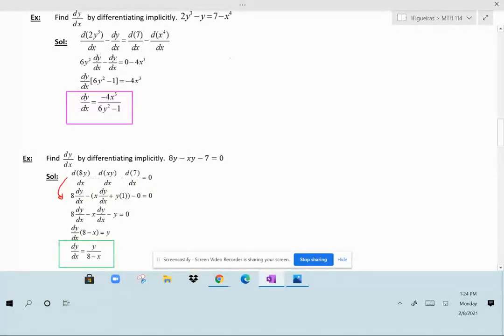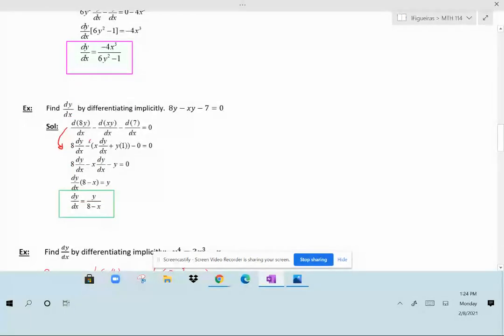So on the next line, all I did was I distribute this negative. So you have 8 dy/dx minus x dy/dx minus y equals 0. Factor out dy/dx from these two. So you have dy/dx times 8 minus x equals y, and then divide by 8 minus x, so dy/dx equals y over 8 minus x.